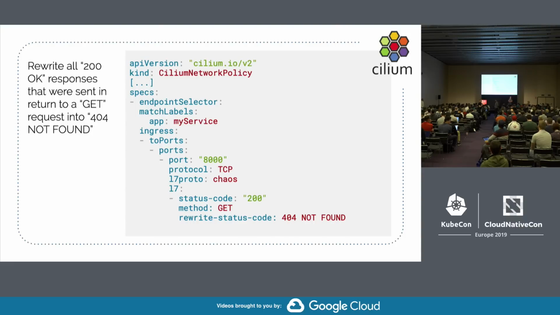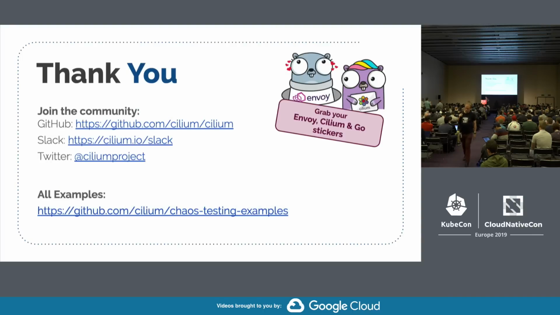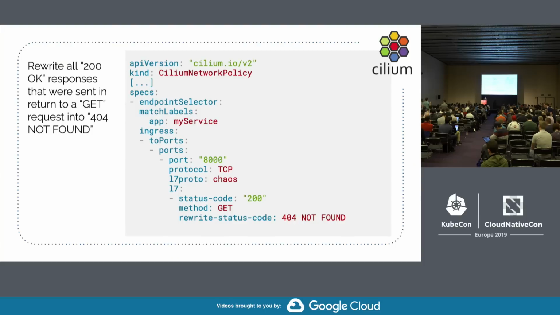Are there more questions? Could you just describe again how Cilium starts Envoy? Does it key off of that L7 proto in the network policy that you apply? Yes.